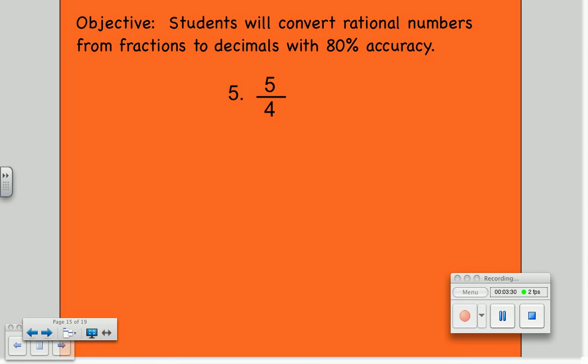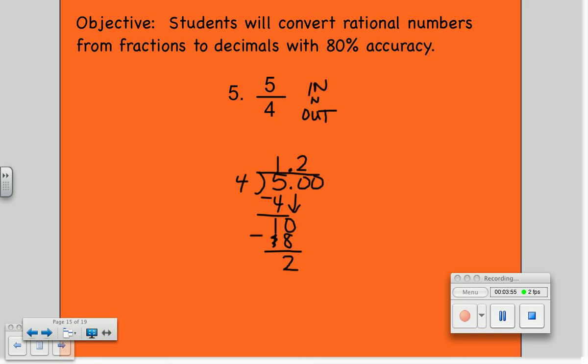Next, 5/4. Remember in and out, in and out. Add a decimal and 2 zeros. Make sure to put your decimal in your quotient. 4 divides into 5 once. Subtract, bring down the 0. 4 divides into 10 2 times, which is 8. Subtract, 2, bring down the 0. 4 divides into 20 5 times, 20. So, this is 1 and 25/100ths.